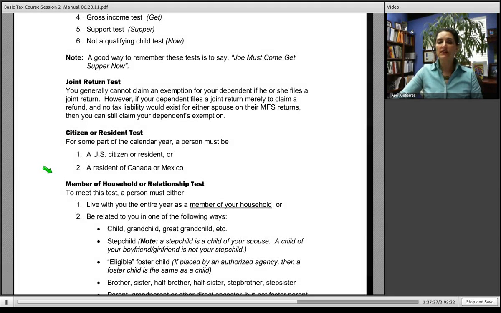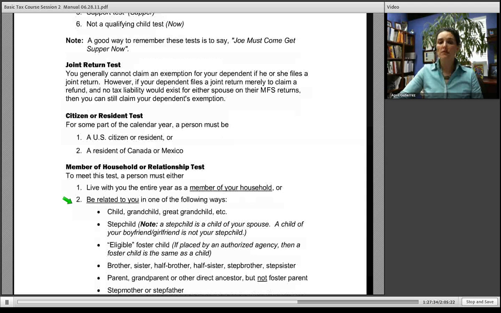Member of household or relationship test. To meet this test, the person must either live with you the entire year as a member of your household or be related to you in one of the following ways. Now, earlier when we talked about qualifying child, the relationship was essentially that of parent to child, or parent to grandchild, or parent to stepchild, or parent to foster child. It had to be a parent-child relationship to have a qualifying child. Under qualifying relative, you do not have to have that parent-child relationship. All different kinds of relationships can still qualify you to have a qualifying relative.